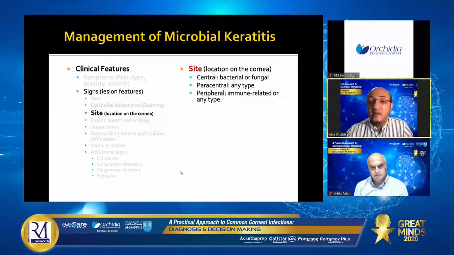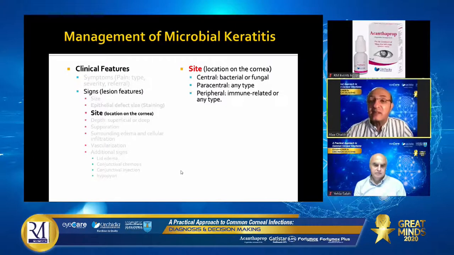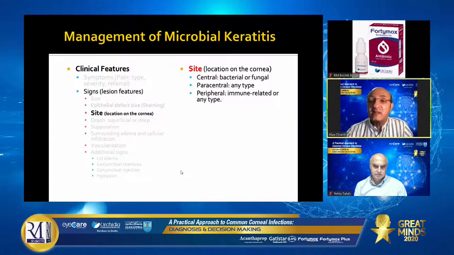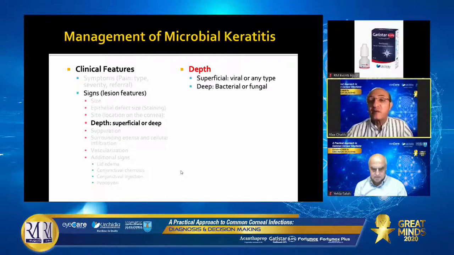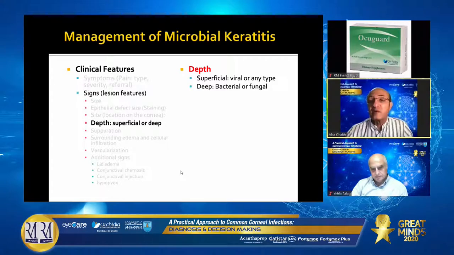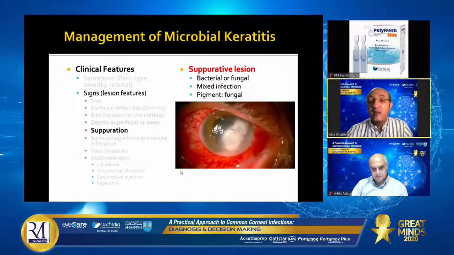If it's central, it may be bacterial or fungal; paracentral, any type, or viral. Also, peripheral may be immune related or any type of infection. The depth of infection may be superficial in viral or any type. Deeper ulcers are more likely to be bacterial or fungal.